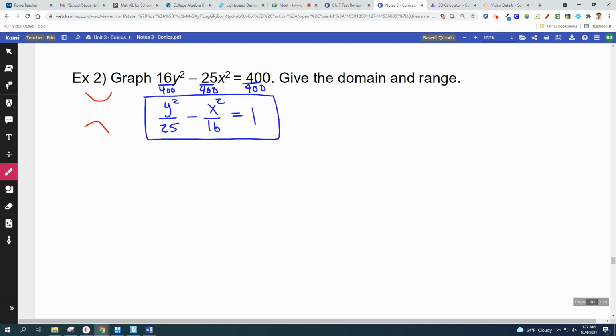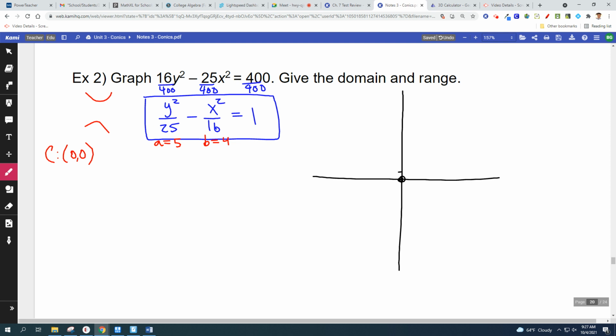You can see that a is 5 and b is 4, and those numbers are going to help you graph this. You got to go 5 in the y direction and 4 in the x direction, but you probably need to find the center first. What's the center? Center is 0, 0 again, right? So if we're going to draw this thing, center is at 0, 0.